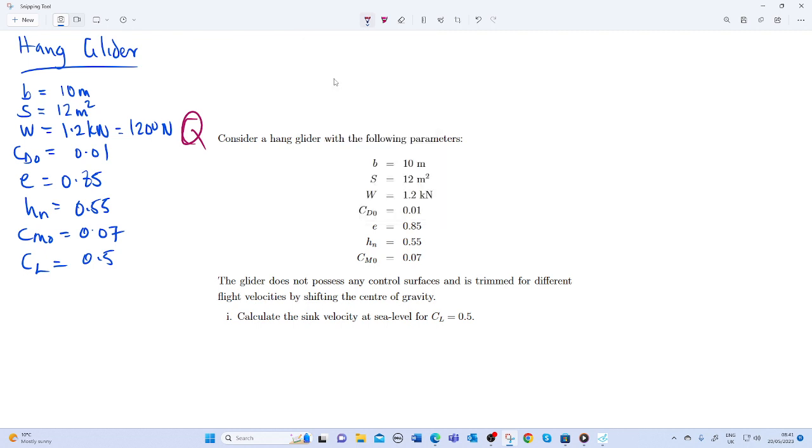Let's not forget, from these particular parameters we can find our aspect ratio to be B squared over S. That gives us 10 squared over 12. It becomes 8.33.